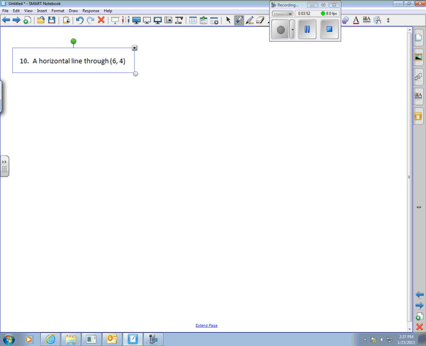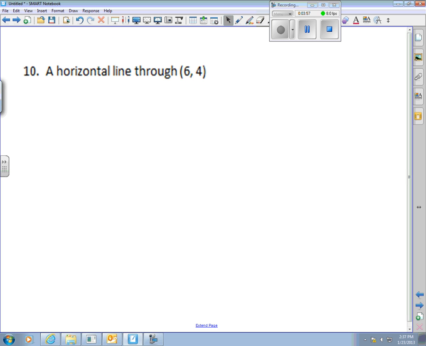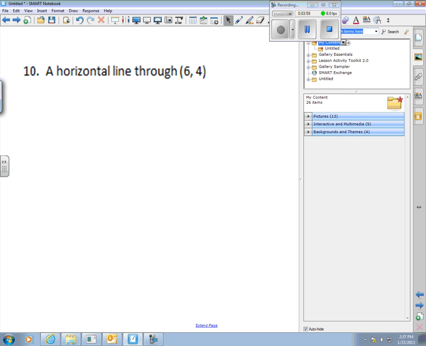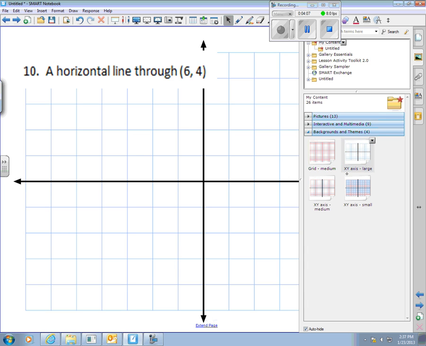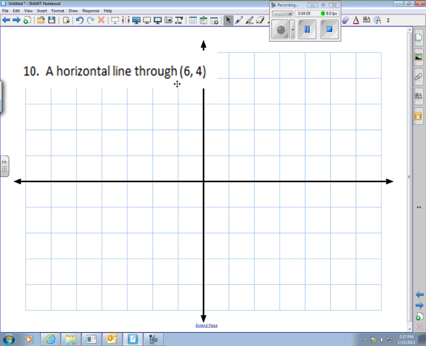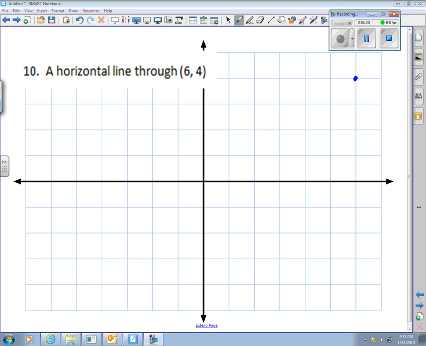The next mistake was coming up with a horizontal line that goes through there. I'm going to grab an axis and put it in here, and I'm going to graph that point 6, 4. 1, 2, 3, 4, 5, 6. 1, 2, 3, 4. We know that a horizontal line that goes through there is going to look like this.